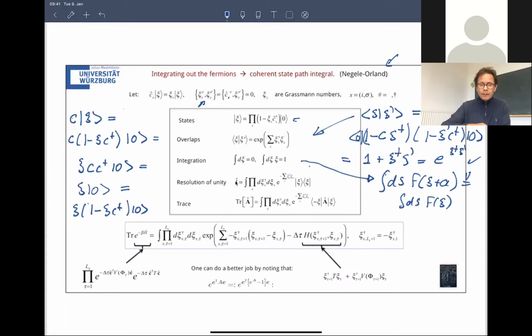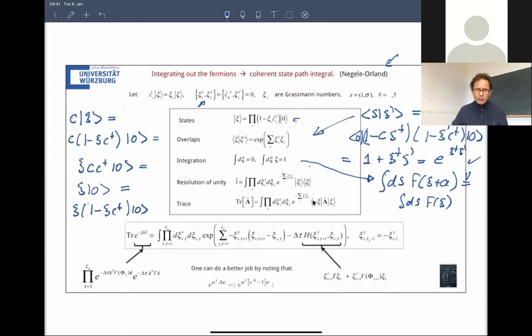Resolution of unity. I'll just give you this as a formula which you can find in the Negri-Orland book. What is also important is the trace over the Fock space of an operator A, and that's the integration over Grassmann variables. You have this factor psi dagger psi. And importantly, you need a minus here, A and psi. And this minus here gives you the anti-periodic boundary conditions in imaginary time, and essentially defines the fermionic Matsubara frequencies, which are (2n+1) pi divided by beta.